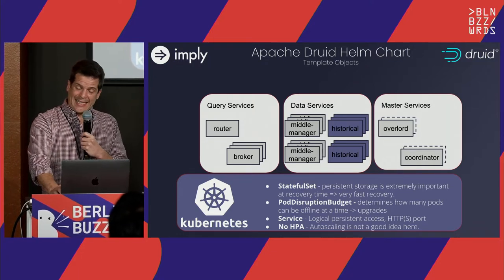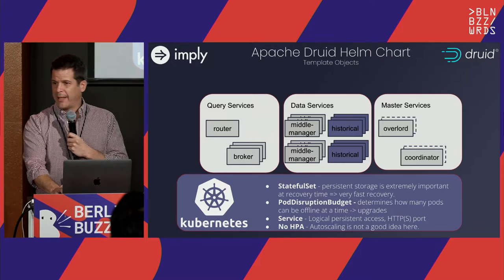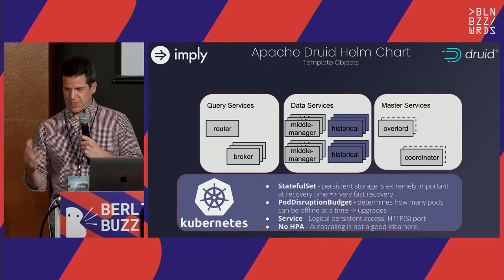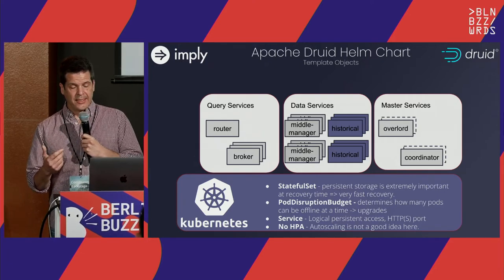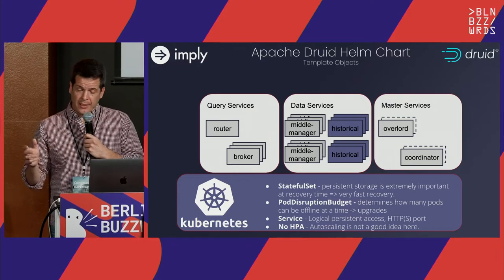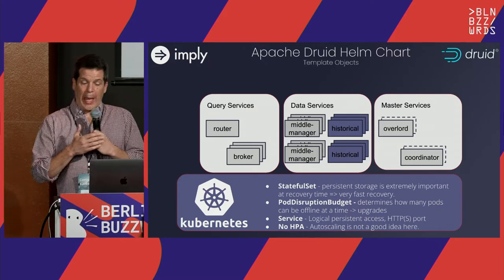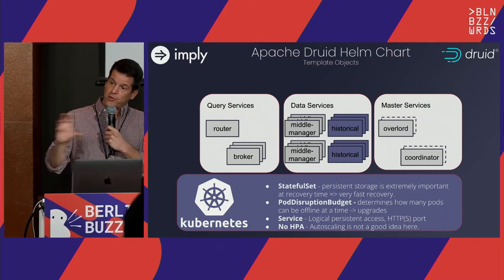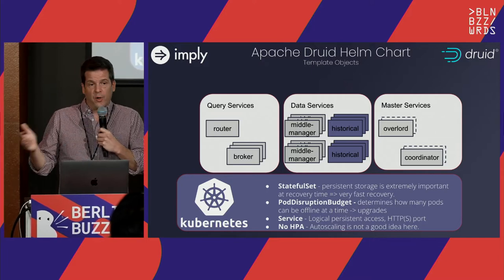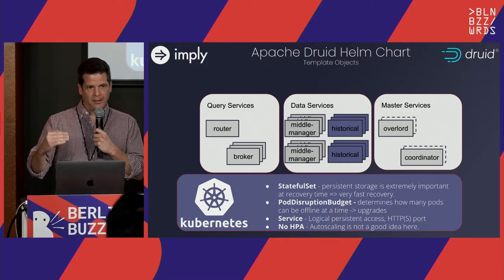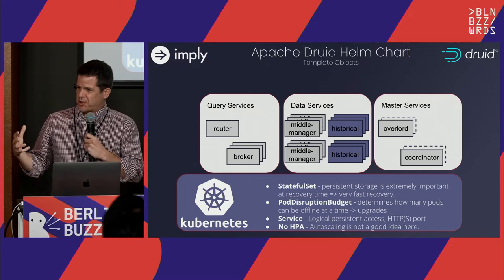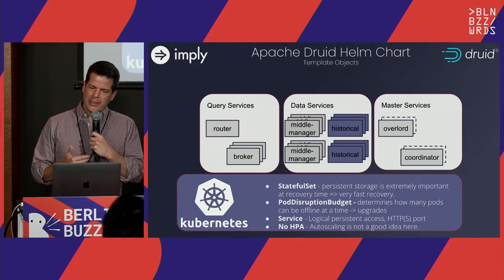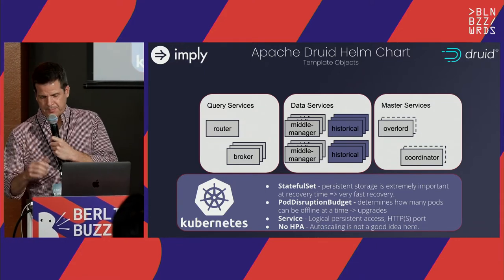Provides a service, and in this case, it's not a good idea to do automatic autoscaling, because in the historical case, it has this local cache of segment files that will be distributed automatically when you grow the platform. So if you add more historicals, the coordinator recognizes that there are more historicals, and it redistributes the segments across whatever number of historicals you have. So if you were automatically scaling up and down, that causes an additional workload to be moving the segments around that's not really necessary. So usually the historical scaling is done manually.